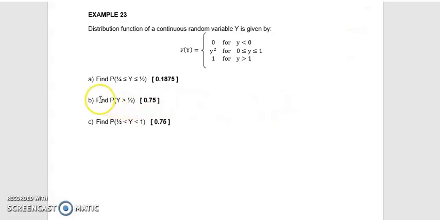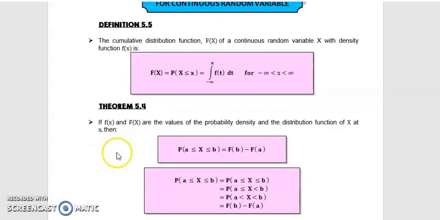Question A, find the probability of y greater or equal to 1 over 4 but less than or equal to half. For a continuous random variable, if the cumulative distribution function is given to you, it is very easy to find this probability. So you apply this theorem. Go back to theorem 5.4. You refer to this theorem.